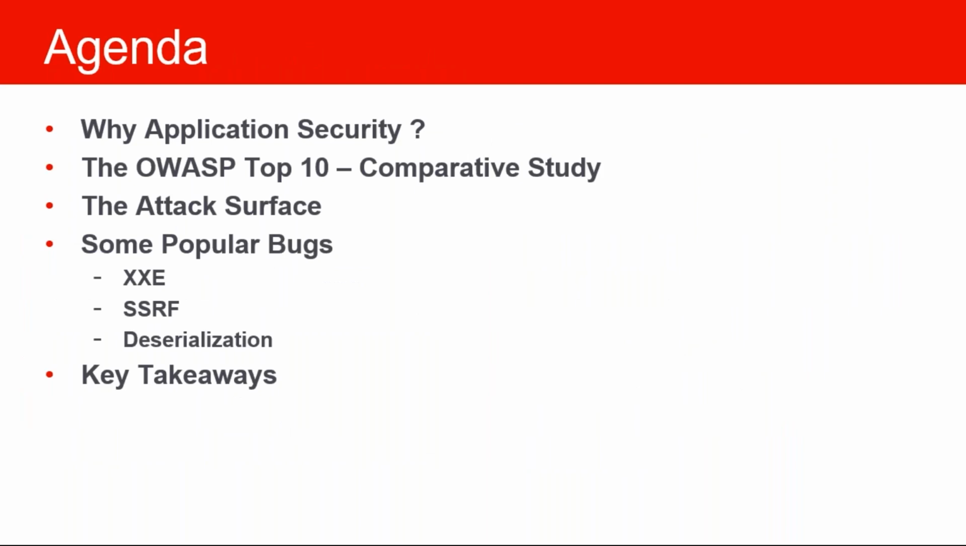So today, what we are going to listen to is firstly why we need application security. Then we'll understand the OWASP top 10 and why OWASP top 10 is so important to follow. Next, we'll understand the attack surface. I'm not sure if you guys have heard about this term, but the attack surface is something that the developers really need to understand very well. Then we'll also discuss some popular bugs. I'm sure you must have seen these bugs across the bug bounty platforms. And finally, we'll end with some key takeaways from our webinar today.